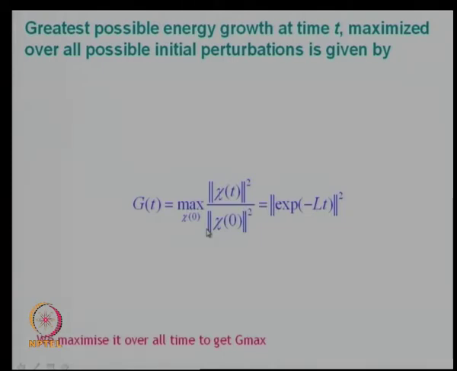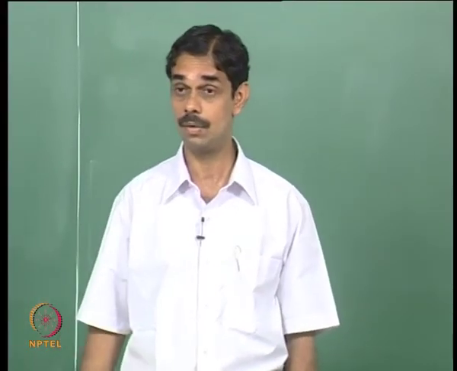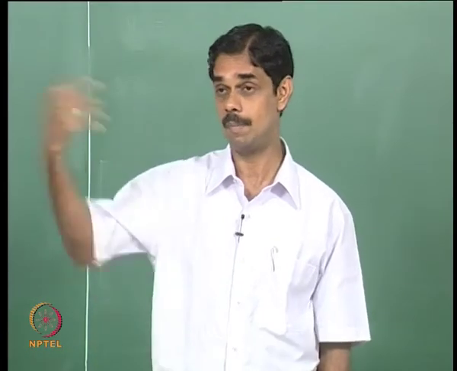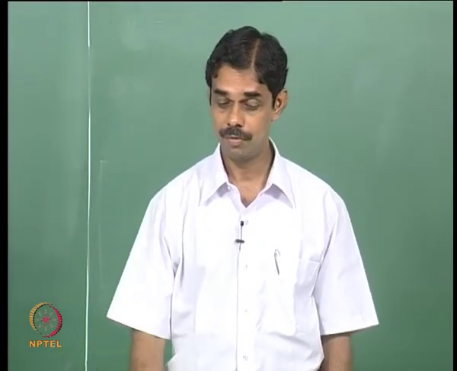So what we need to find out is the greatest possible energy growth at time t, and we should be able to optimize it over all initial perturbations. So you have perturbations along various directions, as you pointed out. Considering all the perturbations available, which one gives the maximum growth? That is the idea. So we want to maximize that.